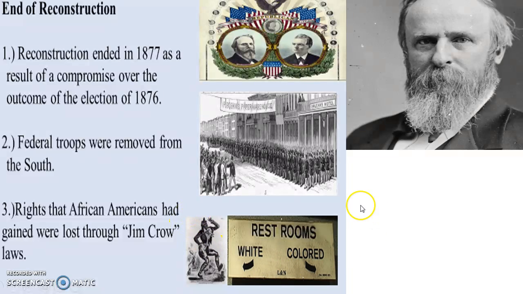And it served as a disadvantage for African Americans. It gave an advantage to whites. So when Reconstruction ended, it was not a good outcome for African Americans. Not a good outcome at all. We'll talk about Jim Crow later on. And here's a picture of Northern troops leaving the South in New Orleans.